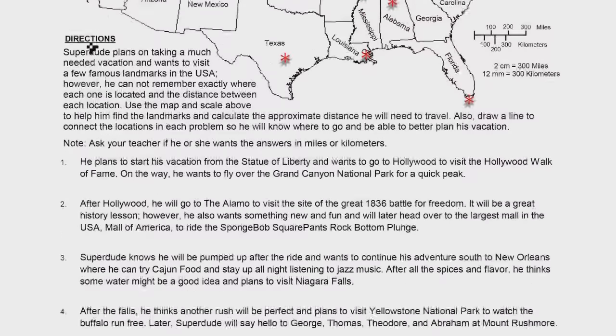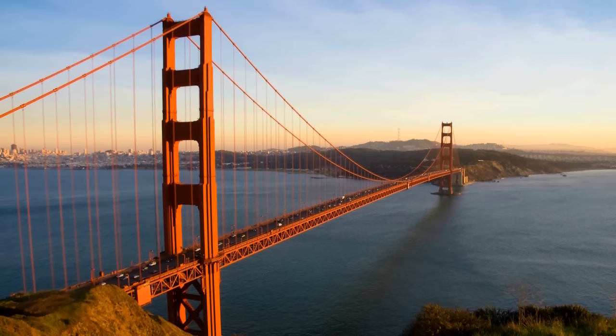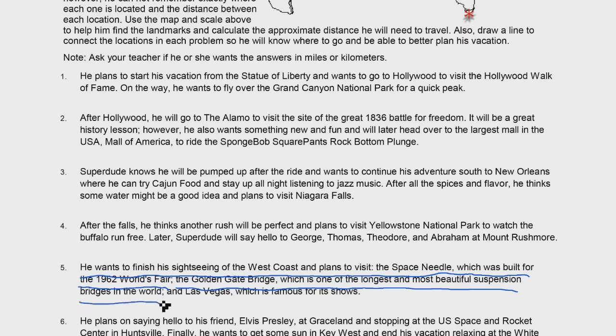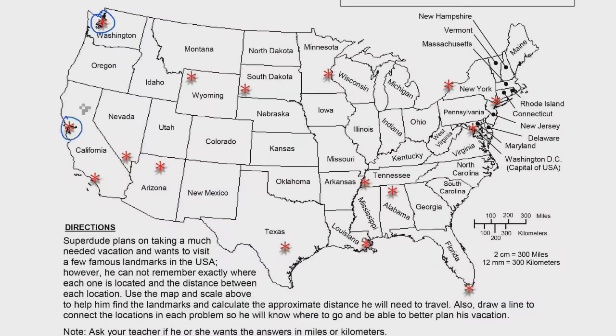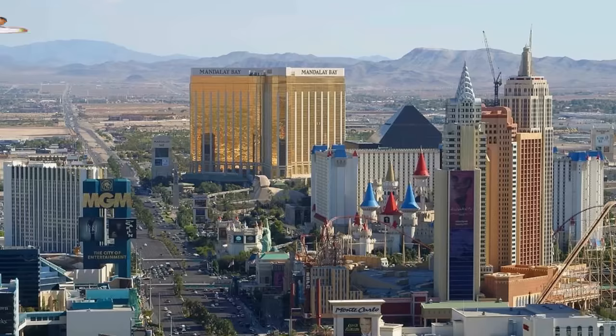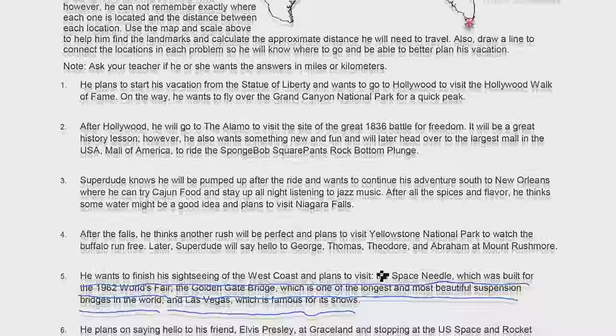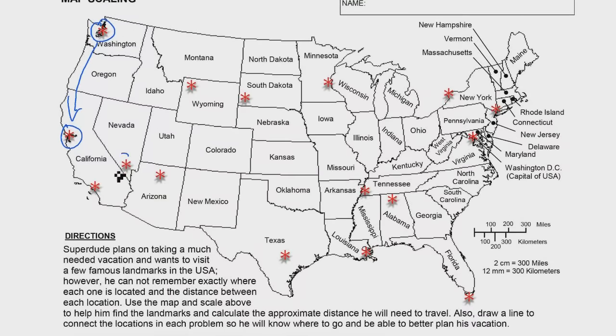After that, it says, he wants to go to the Golden Gate Bridge, which is one of the longest and most beautiful suspension bridges in the world. And the Golden Gate Bridge is located in San Francisco, California, which would be right here. So he's going to go from Washington to California. After that, it says, and Las Vegas, which is famous for its shows. I think people say, what happens in Vegas stays in Vegas. And Las Vegas is located in Nevada. So after San Francisco, he is going to Las Vegas in Nevada.